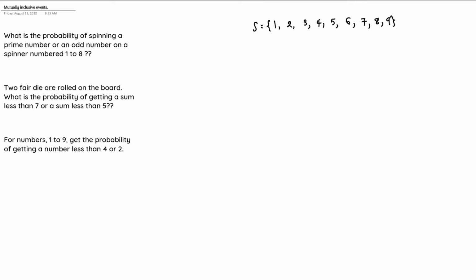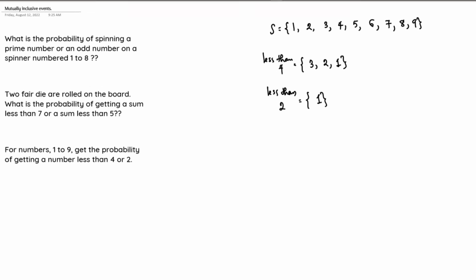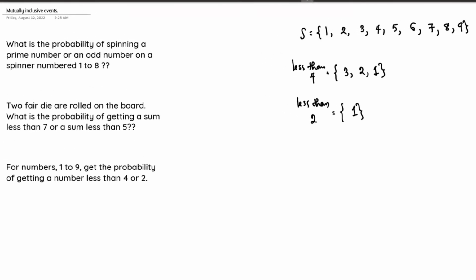So the two events we have right here are having a number that is less than 4 and a number that is less than 2. The numbers that are less than 4 are 3, 2, and 1. And the numbers that are less than 2, we can see that we have that to be equal to 1. So numbers that are less than 2 is just 1, and numbers that are less than 4, we have 3, 2, 1.